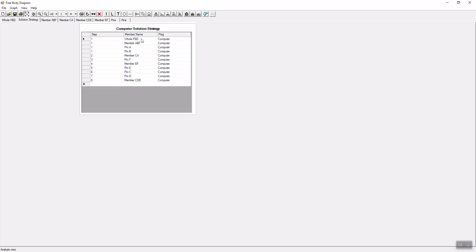So let's see how many equations we are going to get from these 3 free body diagrams. Whole FBD will give us 3 equations. Member ABF will give us 3 equations, and pin A will give us 2 equations. So 3 plus 3 plus 2, we are going to get altogether 8 equations. Let's see how many unknowns we have so that we can use these 8 equations to solve the problem.